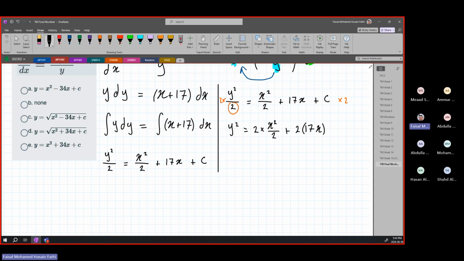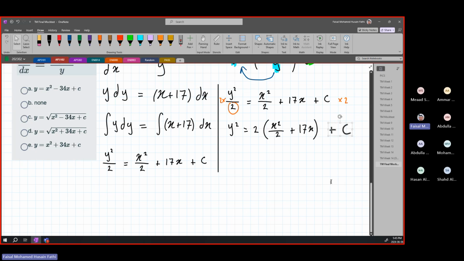So that you guys don't get confused, it is distribution that I'm doing. So it's 2 times x squared over 2 plus 17x. And like I said, plus c, you can keep it by itself at the very end. It doesn't matter, it's a constant. Whether it's times 2 divided by 2, it will stay a constant c, because we don't know what the value of it is. So you can leave it just outside.